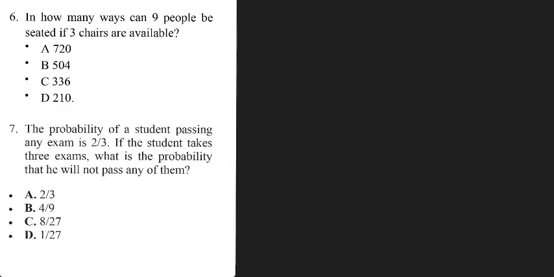Alright, number 6 says, in how many ways can 9 people be seated if 3 chairs are available? So imagine there are 9 people and there are 3 chairs. How can these 9 people be seated on these 3 chairs? So this question is related to the previous question we've solved. So we are going to say, we know we have 9 people and 3 chairs. So we're going to use combination. We're going to say 9 combination 3.